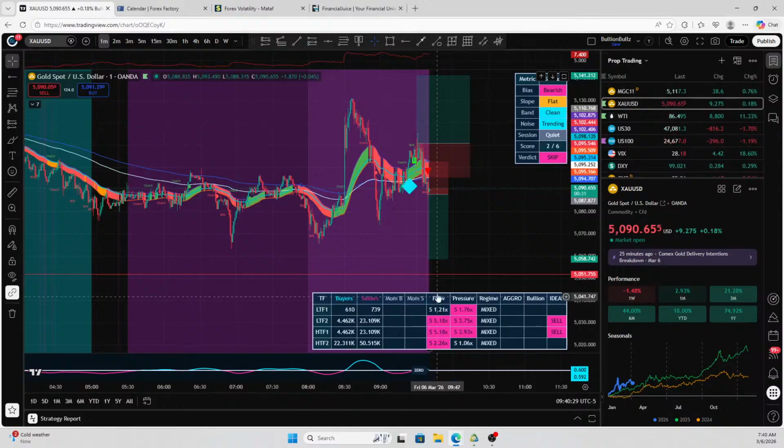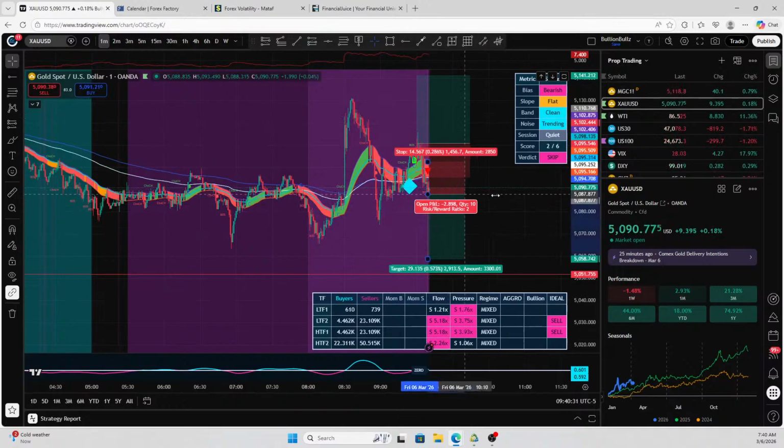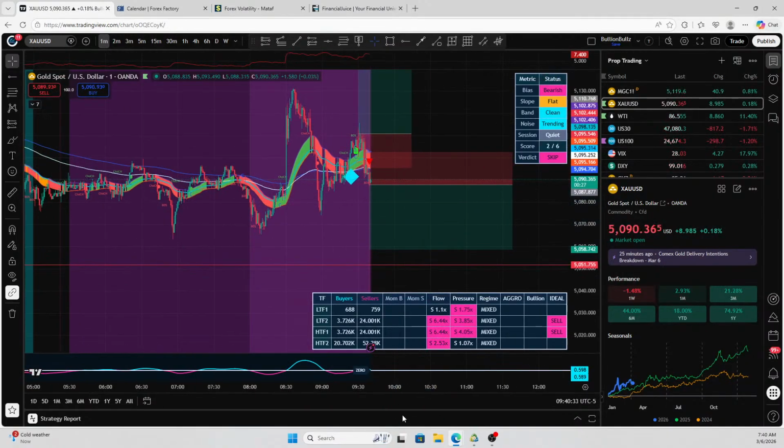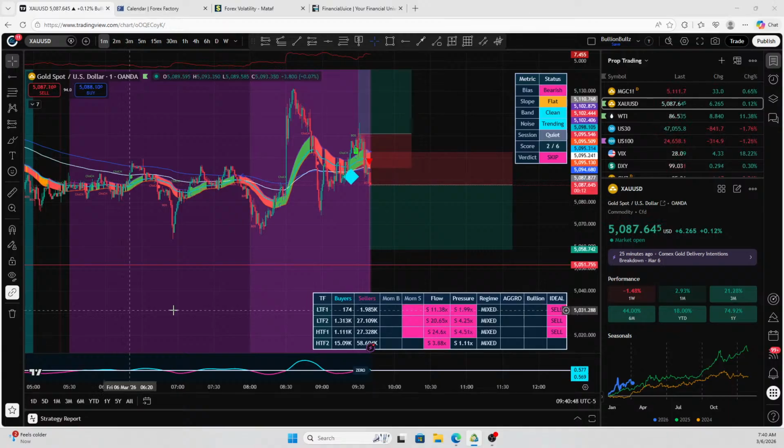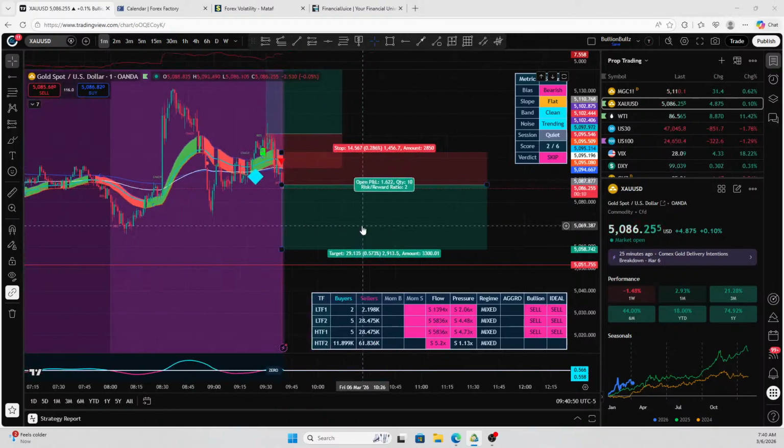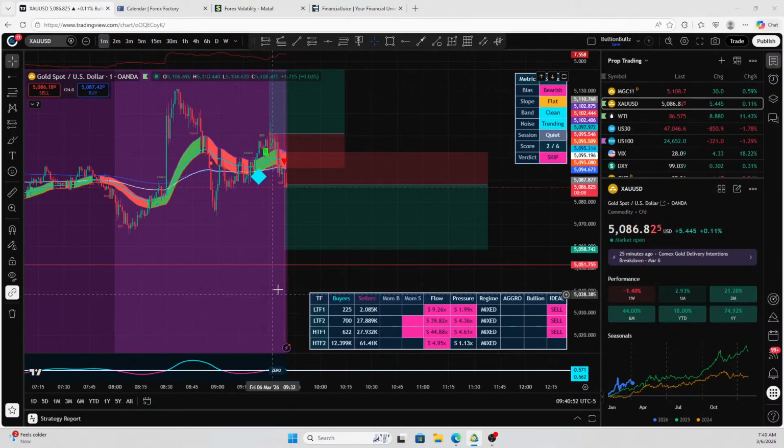Because the market could just be ranging today. So we'll just have to wait for now. I'll try to take a small position based on rules. Stop will go right above the band.